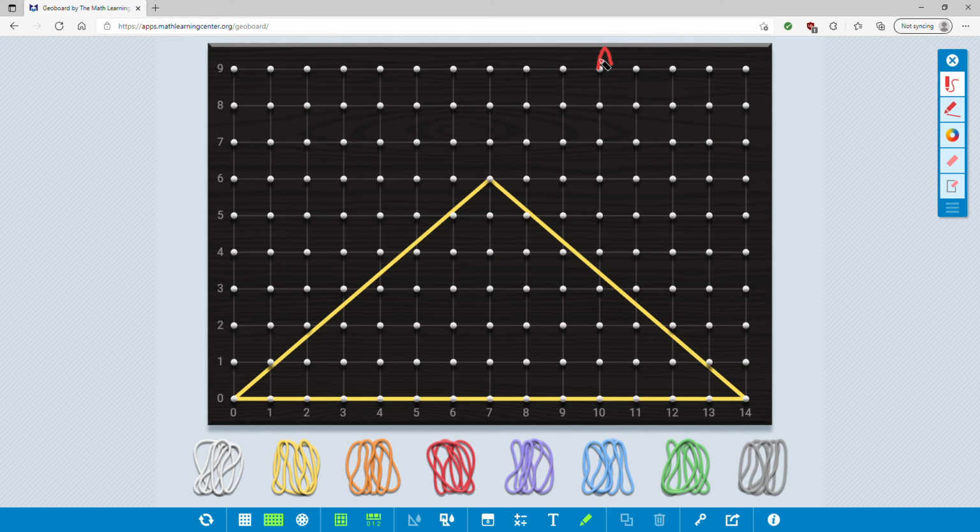Area, excuse my handwriting, equals base times height. We'll divide that by 2.